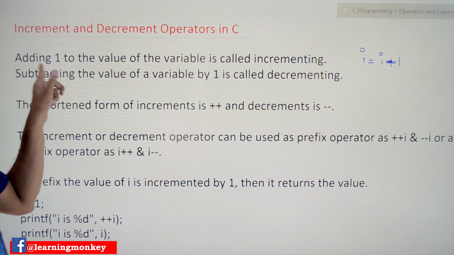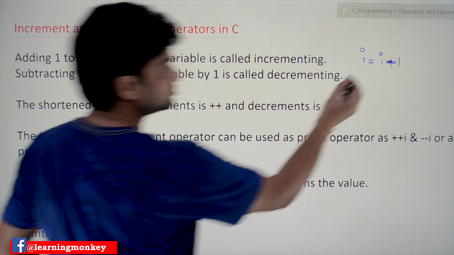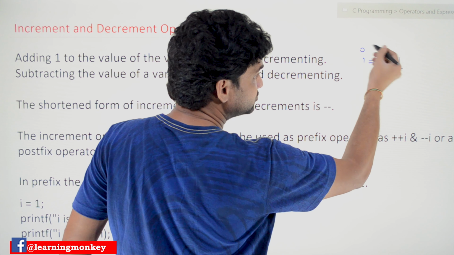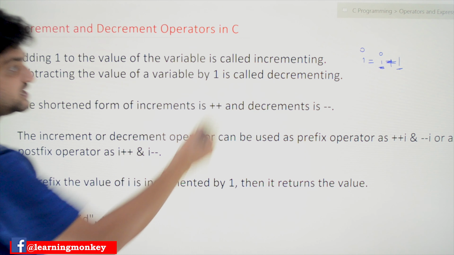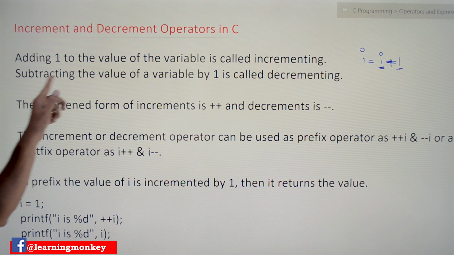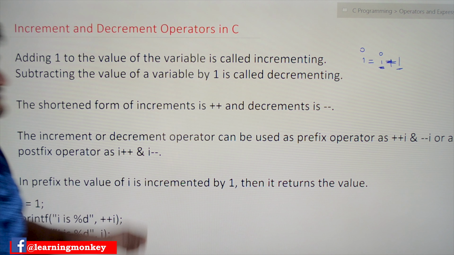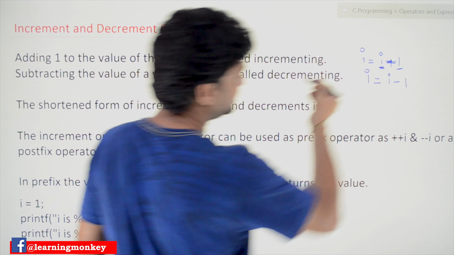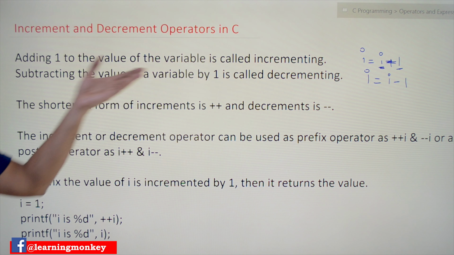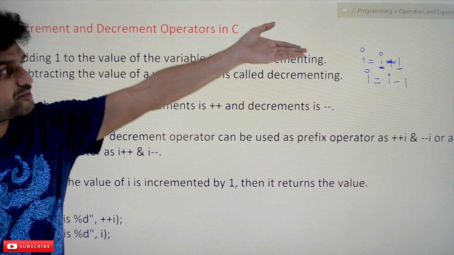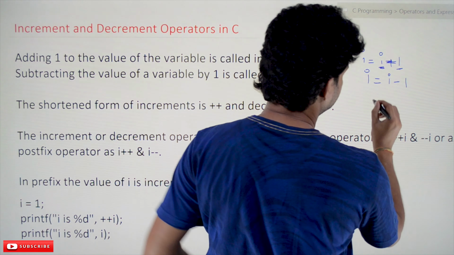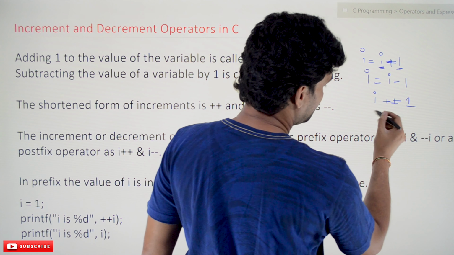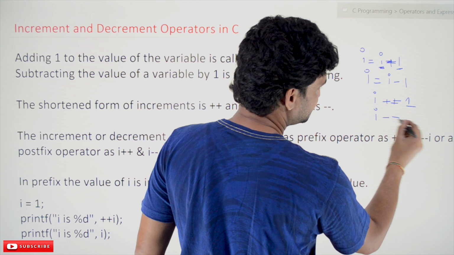Incrementing means adding 1 to the value of a variable and assigning that new value to the variable itself. Similarly, decrementing means subtracting 1 from the value of a variable and assigning it to itself. This can also be written as I plus equal to 1, or for decrementing, I minus equal to 1.